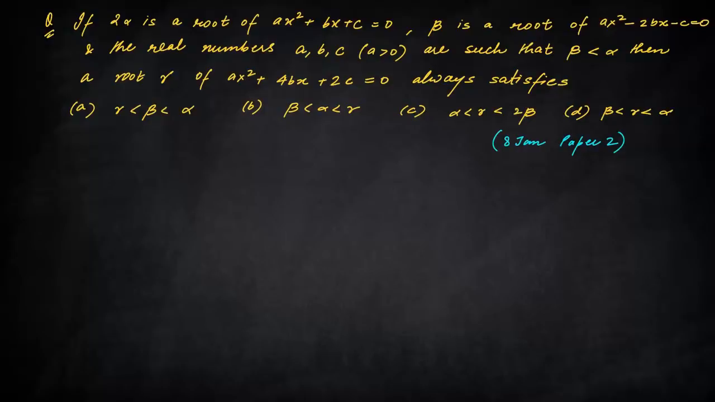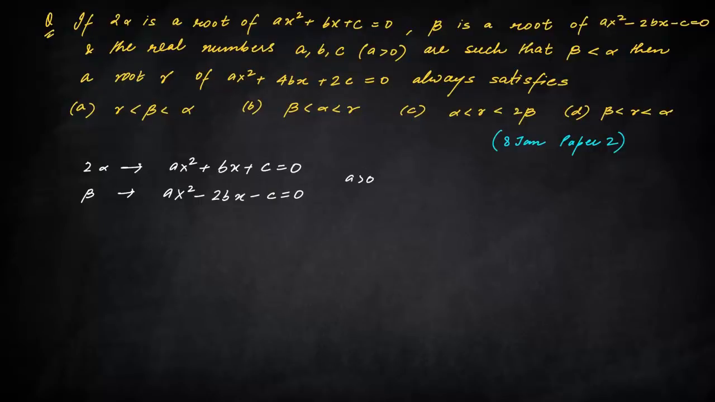So what is the question? Let's see. It says 2 alpha is a root of... Let me write these things which are given to us. 2 alpha is a root of ax square plus bx plus c equal to 0. This is given. Also given is beta is a root of the equation ax square minus 2bx. See, this is the error that we generally make, so make sure that you do not do it. Write it very, very carefully.